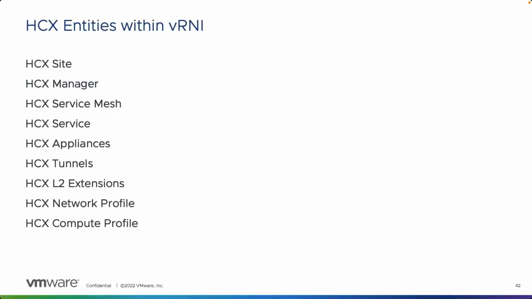So the entities that we support within Network Insight currently are going to be around the HCX site, the manager, service mesh, service appliances, tunnels, layer 2 extensions, network profile, and compute profile.